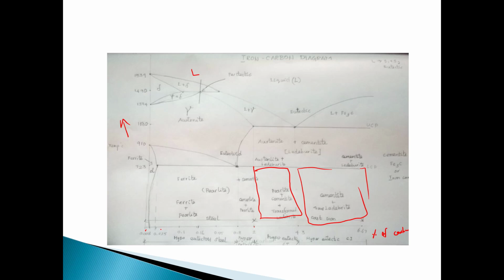From 0 to 0.8 we have the hypoeutectoid steel. From 0.8 to 2 we have hypereutectoid steel. From 2 to 4.3, hypoeutectic cast iron. From 4.3 to 6.67 we have hypereutectic cast iron. So below 2% of carbon, that is known as steel. Above the 2%, that is cast iron.